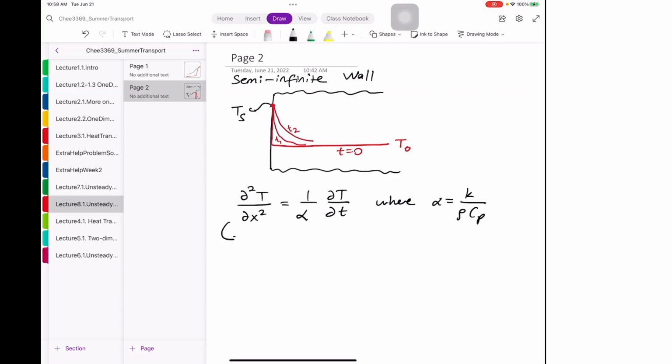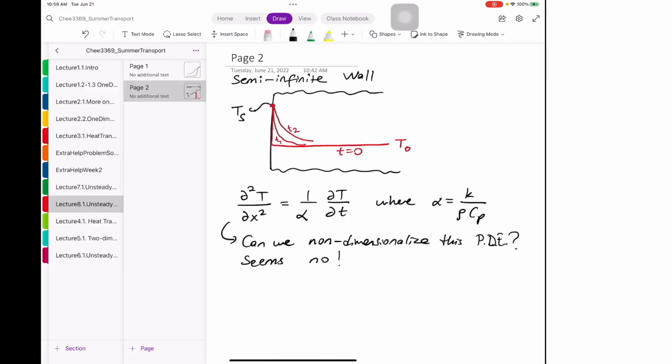Now, the first question is the following. We had non-dimensionalized this equation for the previous problems, but now, can we non-dimensionalize this partial differential equation? It looks like no, right? Seems no.